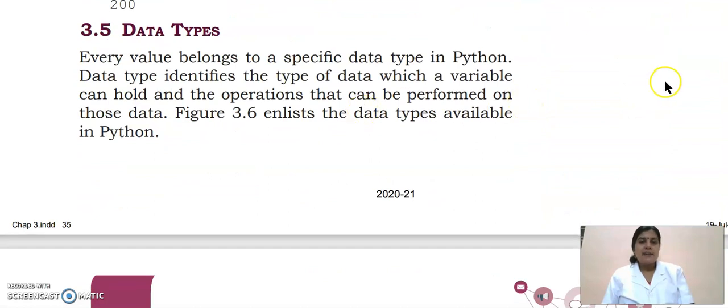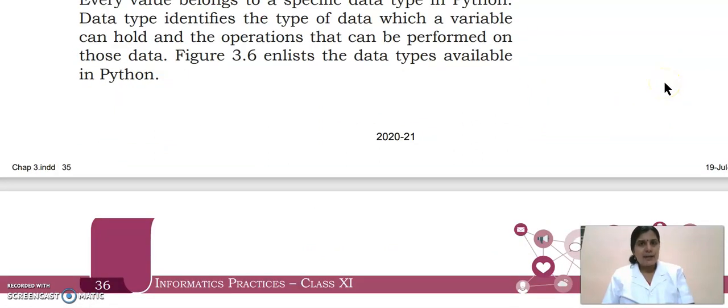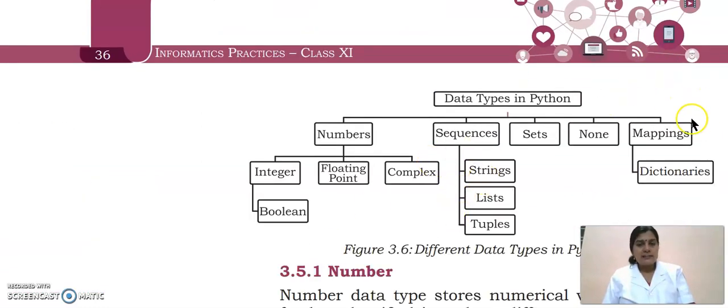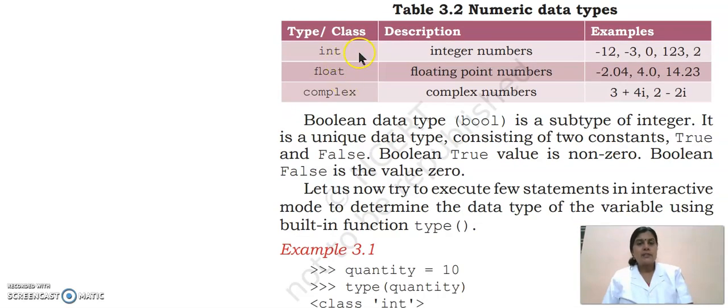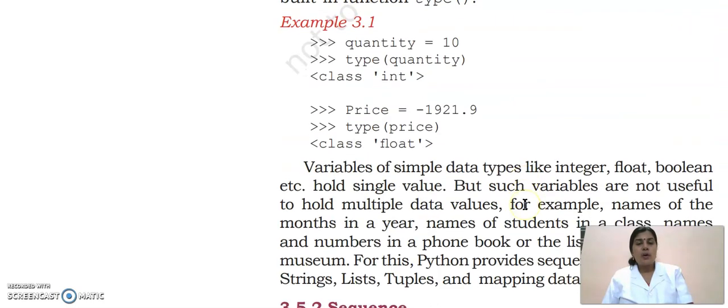Next is data types. We can represent data by using its type like integer or a string. Mainly there are three types: numbers, sequences and mappings. Additional data types are sets and None. So first one is number. In number there are three types: int, float and complex. Int represents integer numbers, float is for values which contain floating points, and complex is for complex numbers.